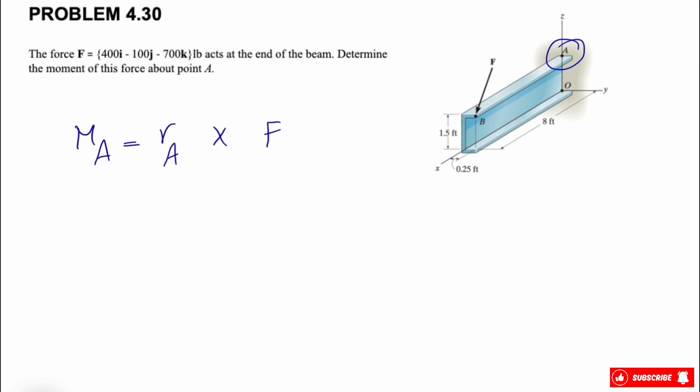So the answer is any line that connects the point that we are finding the moment about, which in this question is A, to the line of action of the force would be R, and this will be the line of action of this force. So basically we are continuing the force on two ends. Each of these can be a distance vector, and we usually go with the one that is easiest for us to find the vector.